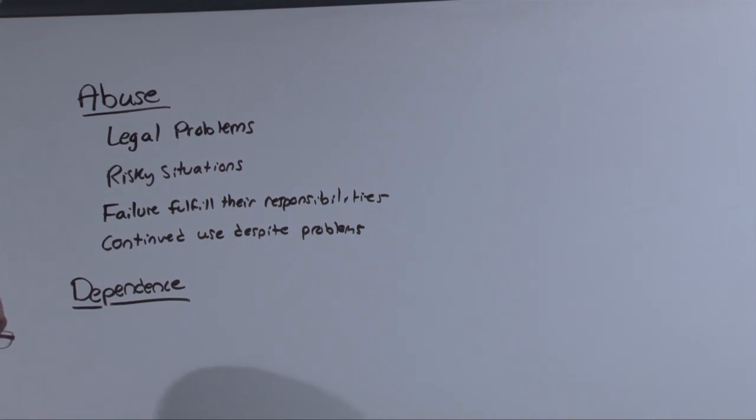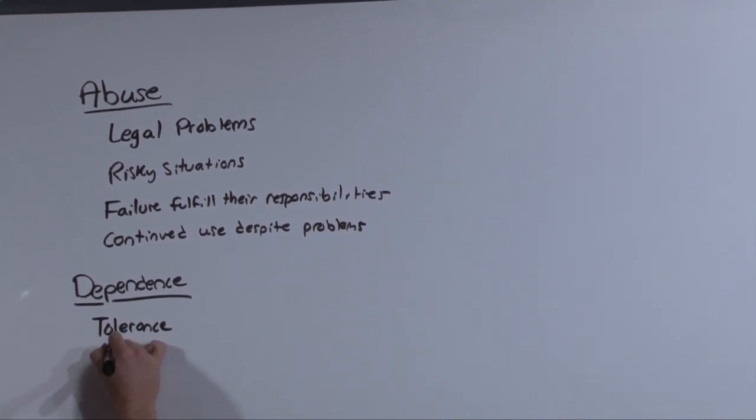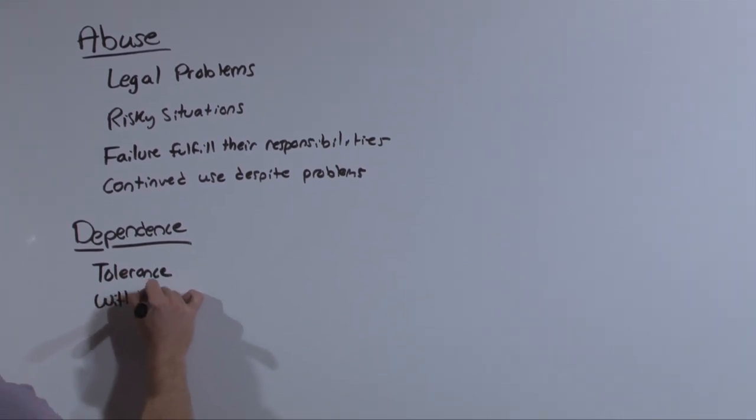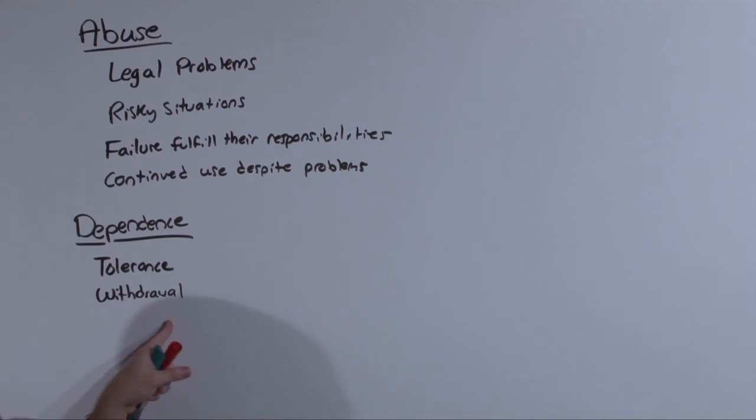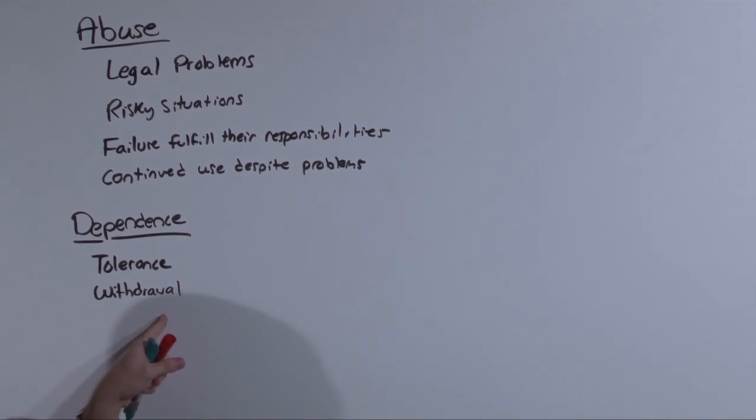Examples of dependence are things like tolerance. You can handle more and you need more for the same effect. Likewise is withdrawal. If you stop using, you have physical signs and symptoms that develop as the drug leaves your body.